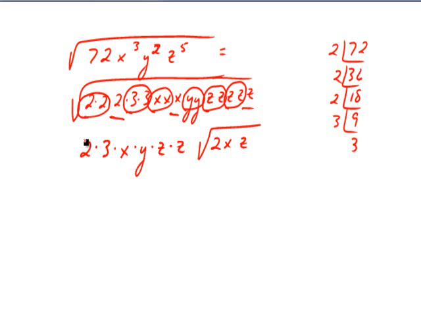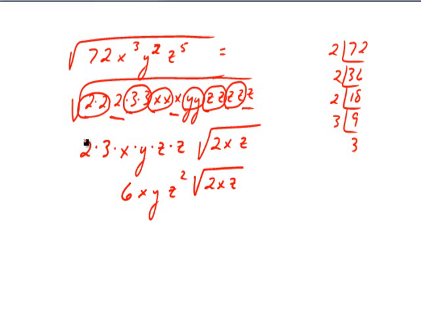If I simplify the outside, 6xyz squared times the square root of 2xz. If you notice from the beginning, this 72 can be broken into 36 times 2. The square root of 36 is 6. And here's the square root of 2.